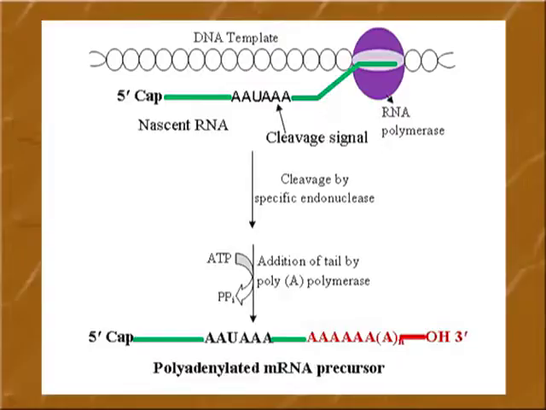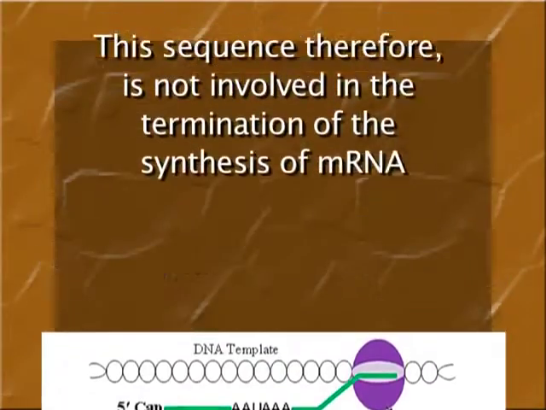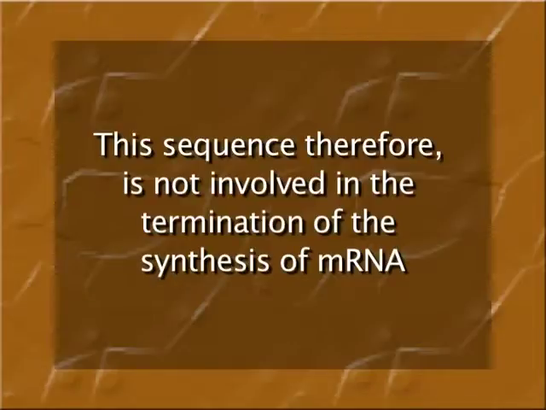This suggests that this sequence contains the signal for endonucleolytic post-transcriptional cleavage. This sequence therefore is not involved in the termination of the synthesis of mRNA, but helps in generating the 3' end later through endonuclease cleavage, in which the small nuclear RNA protein complex helps in an unknown manner.